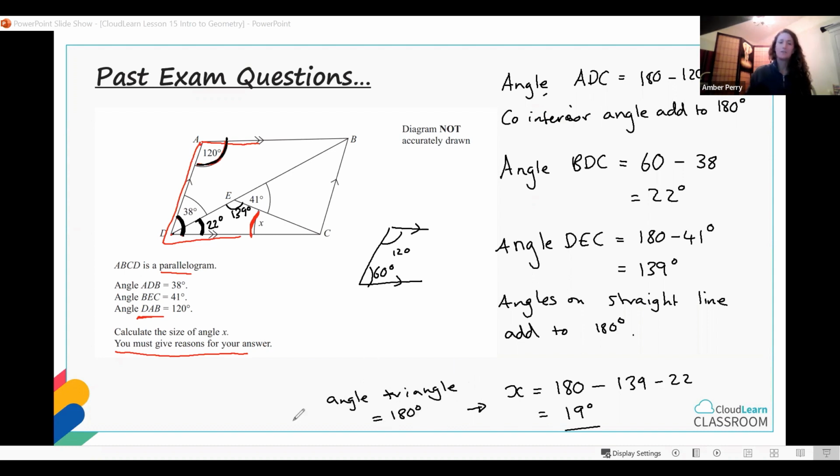Okay, so giving your reasons is really important. So I've given 3 reasons there, and a mark scheme may well say, if you don't give all 3 reasons, you won't get the full marks. Okay, you'd probably get 4 marks, but you wouldn't get 5 marks. So just to be aware of that.